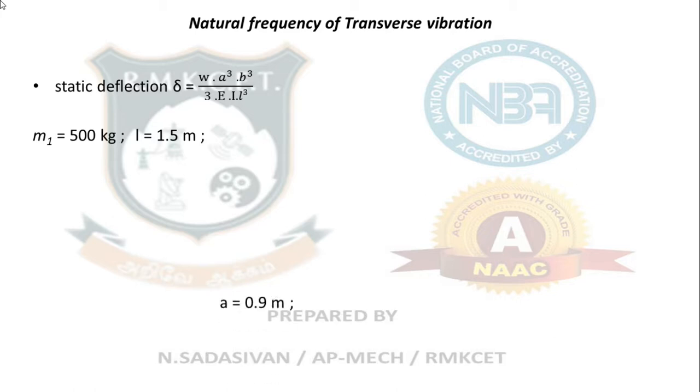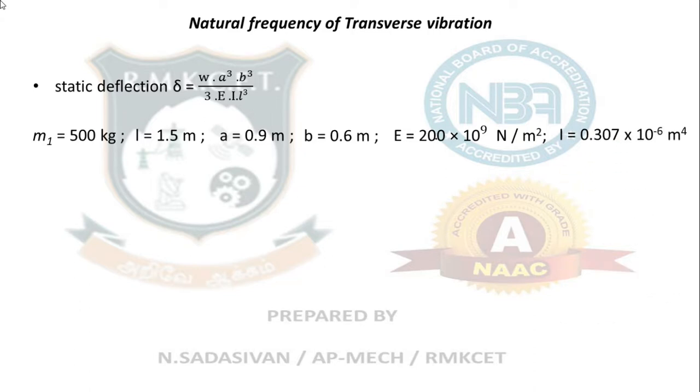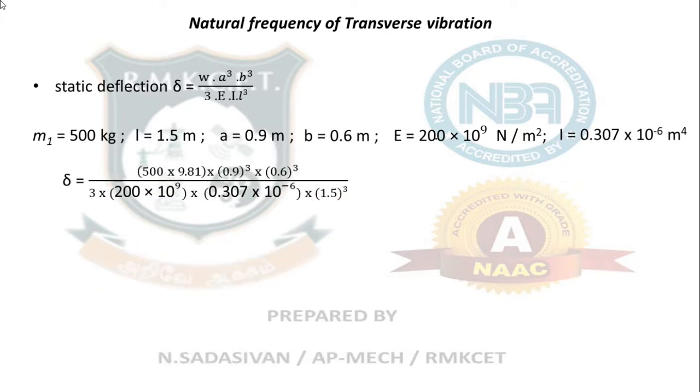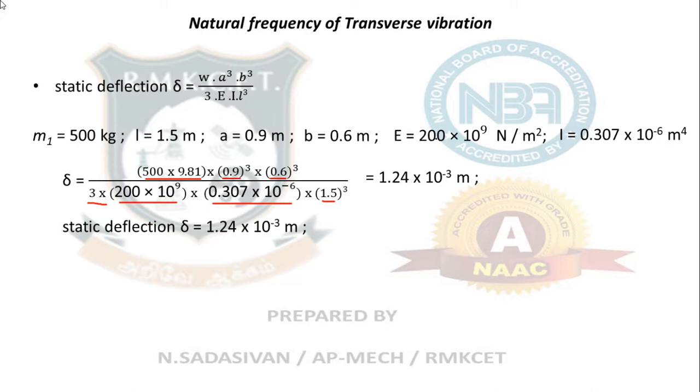So length is 1.5 meter. a is 0.9, b is 0.6. Young's modulus, moment of inertia, put all the values into this. So W is 500 into 9.81. Just 2 more minutes and I will complete. So W a cube b cube divided by 3 E I L, where E is Young's modulus, 200 into 10 power 9. Solve it and you will get the deflection 1.24 into 10 power minus 3 meter. So the static transverse deflection is 1.24 into 10 power minus 3.